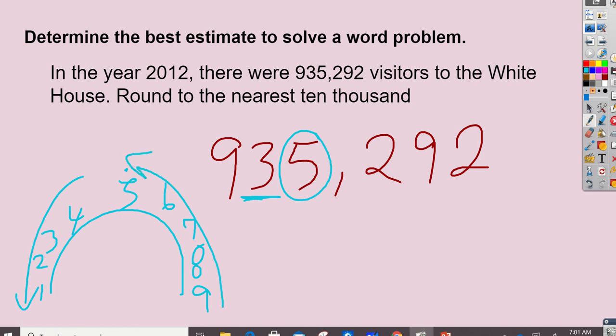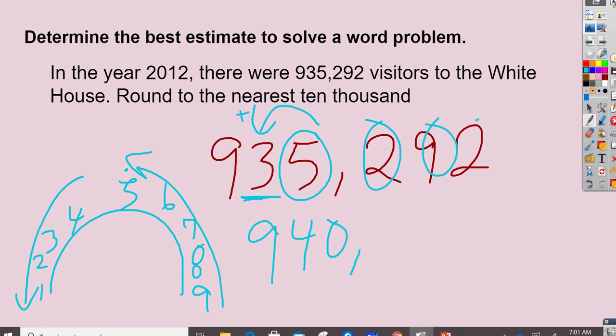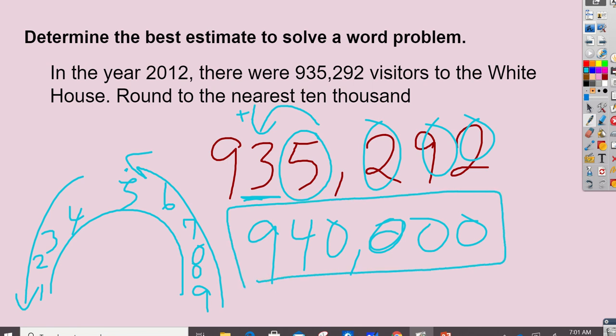So we see that 5 is going up on a roller coaster, so we're just going to add 1 to the 3, making this 940,000. So if we were to think about this in real life and we had to hand out a booklet thanking people for coming to the White House, or with information, if we order 940,000 books, we will have enough for everyone. But if we think about it like the last problem and we rounded it to the nearest 100,000, we will have fewer books and someone will go home without one.